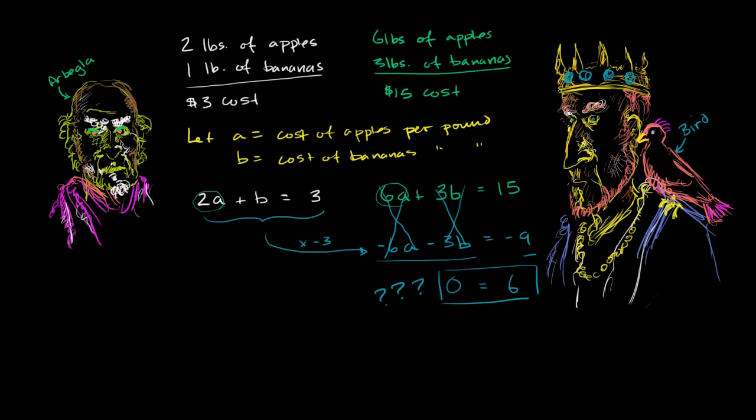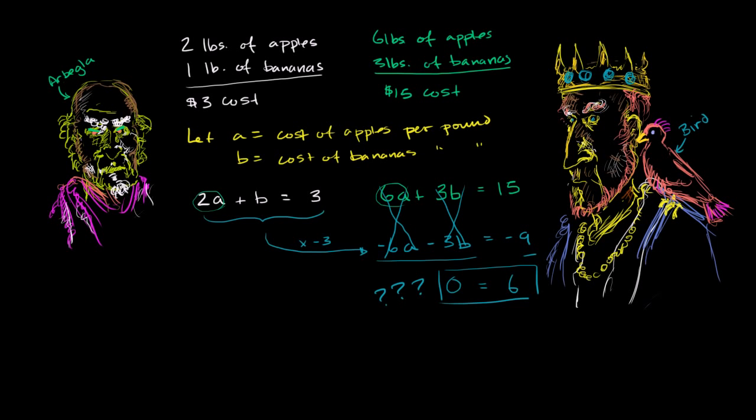What's going on? And then you say what's going on, and you look at the bird, because the bird seems to be the most knowledgeable person in the room, or at least the most knowledgeable vertebrate in the room. And so the bird whispers into the king's ear, and the king says, well, he says that there's no solution, and you should at least try to graph it to see why. And so you say, well, the bird seems to know what he's talking about, so let me attempt to graph these two equations and see what's going on.